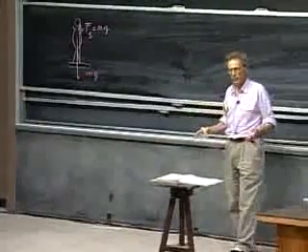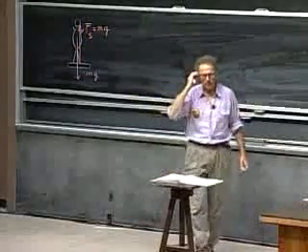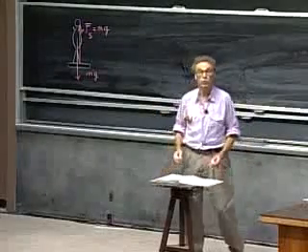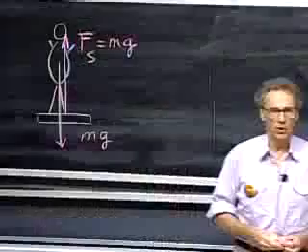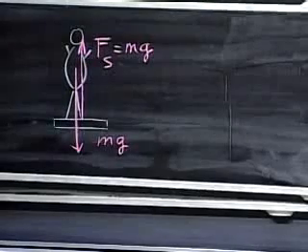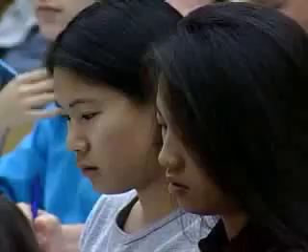When I stand on the bathroom scale, I could see my weight is about 165 pounds. Now, it may be calibrated in newtons, but that's, of course, very unusual. If I weigh myself on the moon, where the gravitational acceleration is 6 times less, then I would weigh 6 times less. So far, so good.